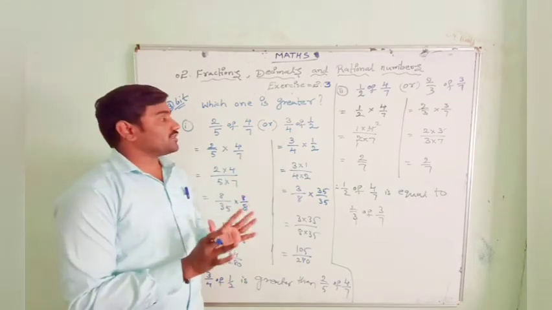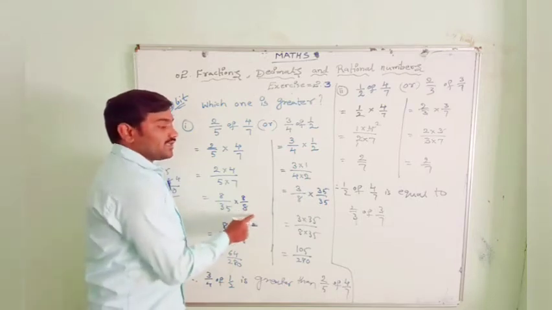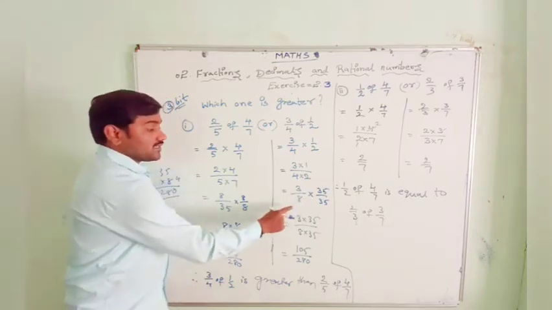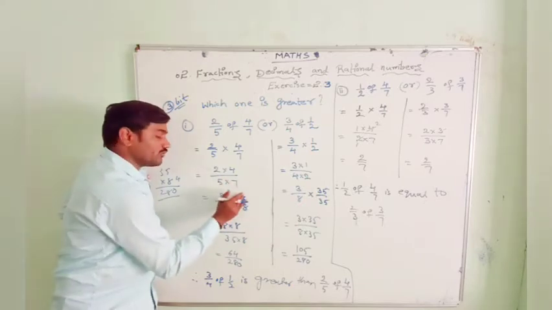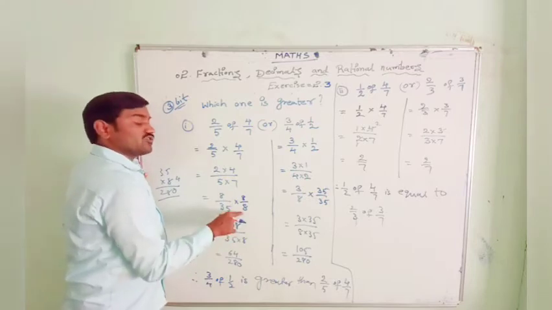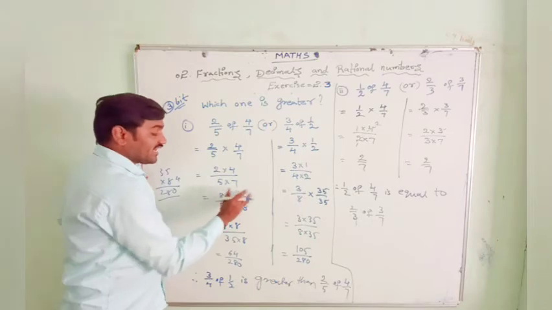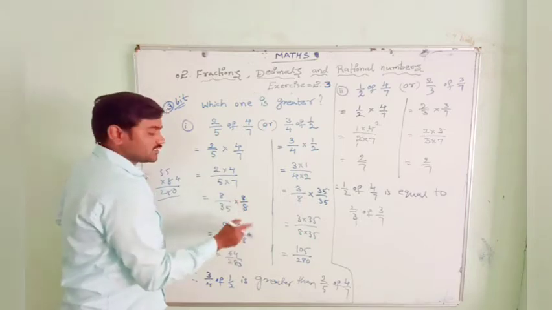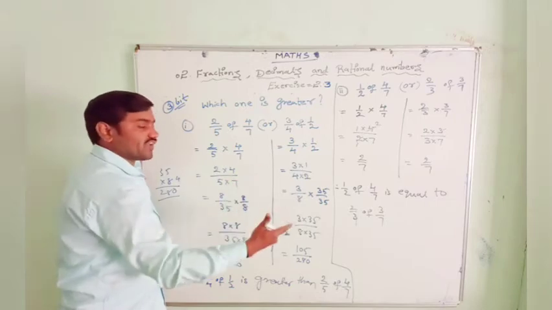So I hope you understand how to do this kind of problems. If the denominators are not equal, then take the second denominator and multiply it to the first fraction's numerator and denominator. Then only it will be balanced. If you multiply only the denominator, the numerator will not be balanced. So we are writing equivalent fractions here. Numerator and denominator multiplied by the same number, then we get the equivalent fractions.